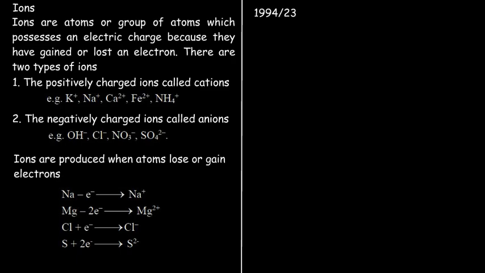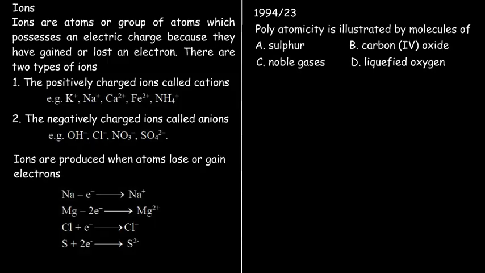The first is from 1994 and it states that polyatomicity is illustrated by the molecules of A. Sulfur, B. Carbon dioxide, C. Noble gas, and D. Liquefied oxygen. Now sulfur exists in a polyatomic state. We have S4, S8. So polyatomicity is illustrated by the molecules of sulfur, and the correct option is A.